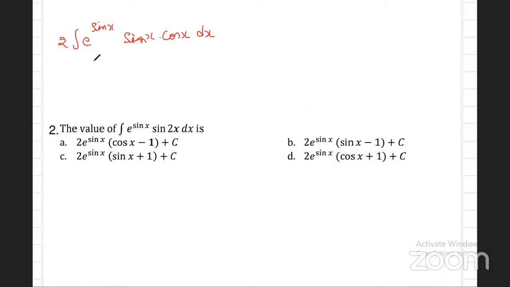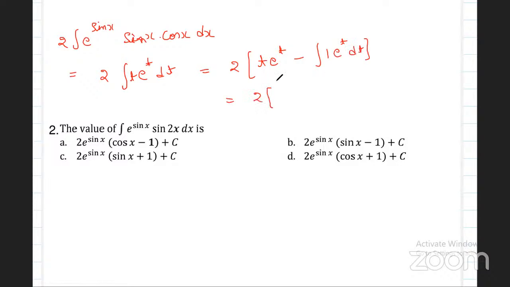Now this sin x we can take as t. Now you should know how to integrate directly. So this is nothing but 2 times integration of t e to the power t dt, if you take sin x is equal to t. All right, and so this integration can be done using integration by parts. So what you'll get? t as it is, integration of e to the power t is e to the power t, minus integration of the differentiation of t, which becomes 1, and the integration of e to the power t is e to the power t. This is with respect to t.